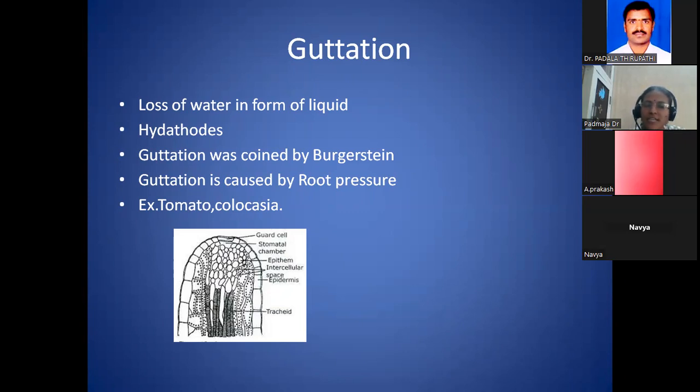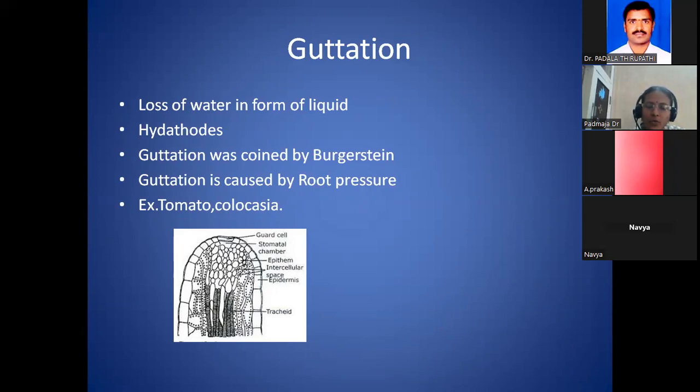This guttation takes place by a special structure known as hydathodes. And this guttation is caused by the root pressure. This root pressure helps the plant to lose water in the form of a liquid. They are mainly seen in the tomato and colocasia. Even now we will see some droplets of water on the margin of tomato leaves. This is by the process known as guttation.